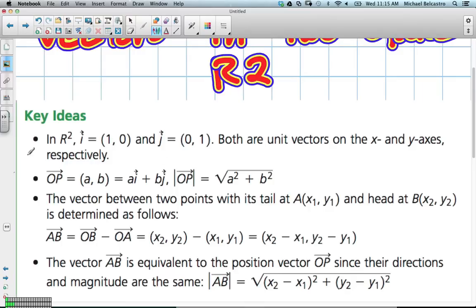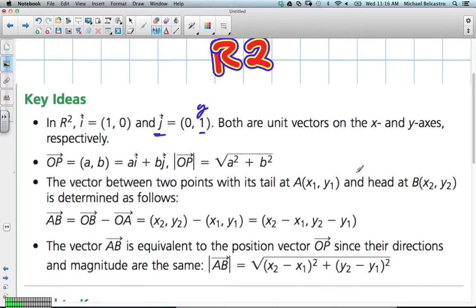A new topic here is when we're talking about R2, they've talked about unit vectors, which we did talk about a little before, that we can represent any projected vector in a form of scale multiples of our unit vectors. So i is a unit vector that goes along the x-axis, and our vector j is a unit vector that goes along the y-axis. Both are unit vectors on the y and x-axis.